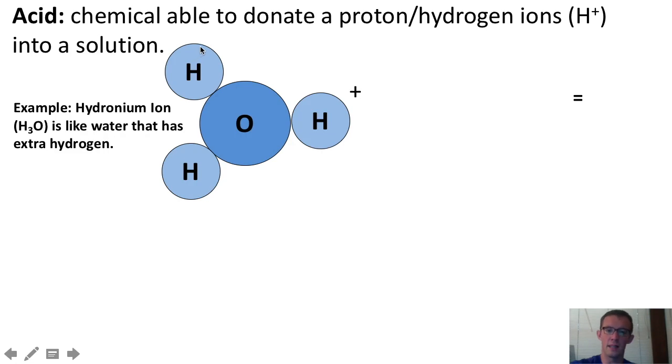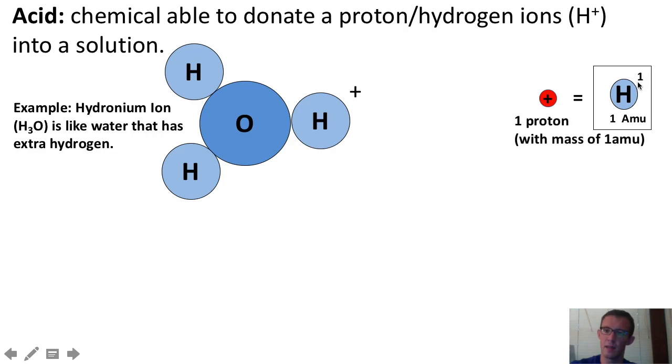So an acid is any chemical that's able to donate a proton or a hydrogen ion into solution. And we're using the terms proton and hydrogen ion interchangeably because if you look at what hydrogen is actually constructed from, at its tile on the periodic table, you'll see that it is made of just a single proton. So a really common example of an acid would be this molecule right here, H3O, or hydronium.